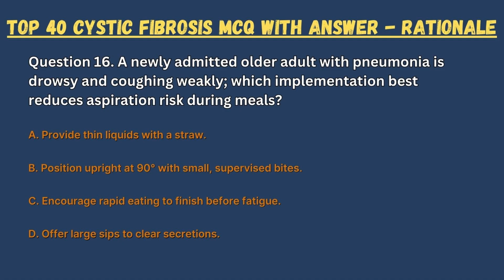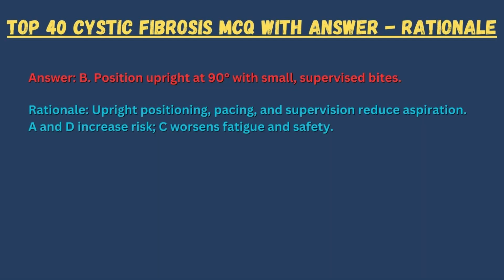A. Provide thin liquids with a straw. B. Position upright at 90 degrees with small, supervised bites. C. Encourage rapid eating to finish before fatigue. D. Offer large sips to clear secretions. Answer: B. Position upright at 90 degrees with small, supervised bites. Rationale: upright positioning, pacing, and supervision reduce aspiration. A and D increase risk. C worsens fatigue and safety.